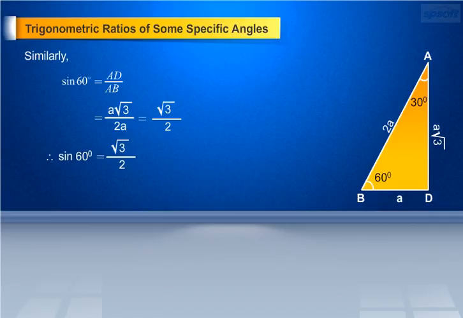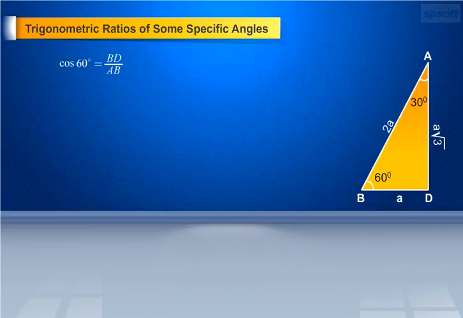Let us now find the value of cos 60 degrees. Cos 60 degrees equals BD by AB, since cos theta equals adjacent side by hypotenuse. This is equal to a by 2a. This is equal to 1 by 2. Therefore, cos 60 degrees equals 1 by 2.